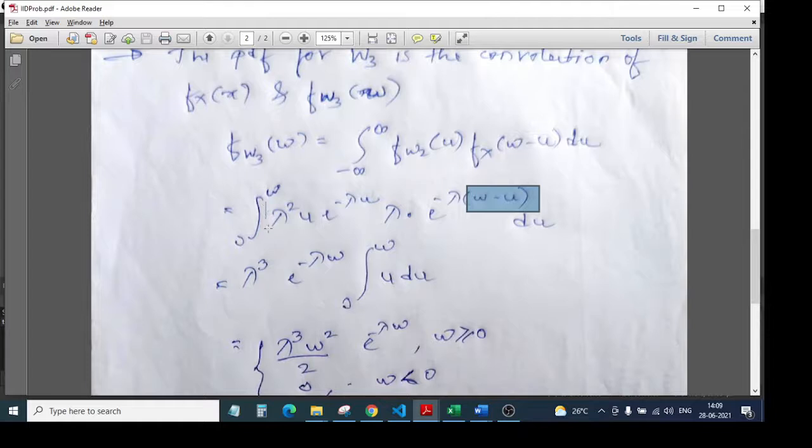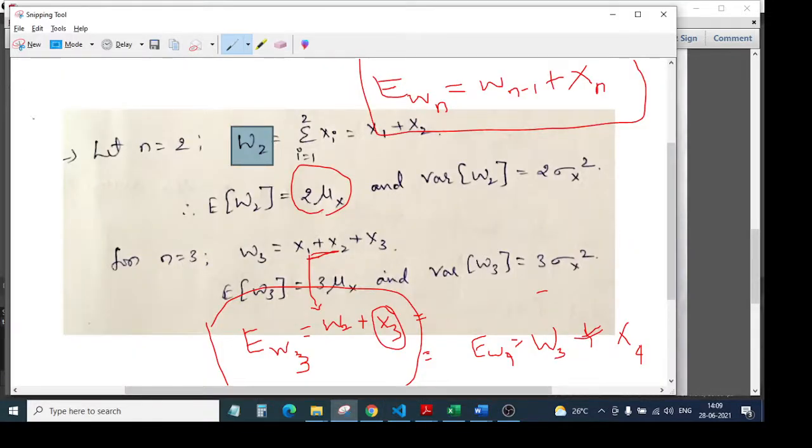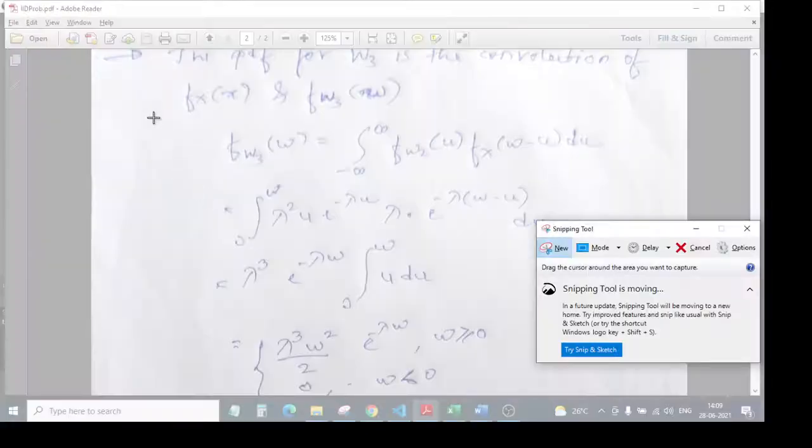Fine. So what is happening here now? We need to simplify it. This lambda square and this lambda will be multiplying. You will be getting here lambda cube, e raised to minus lambda w, and e raised to minus of minus, this will become plus lambda u. That is separated. Okay. So if it's confusing, I will add one more step here. Please concentrate.